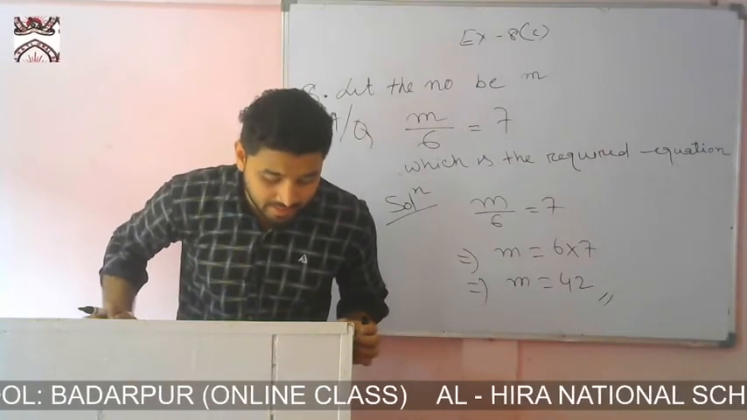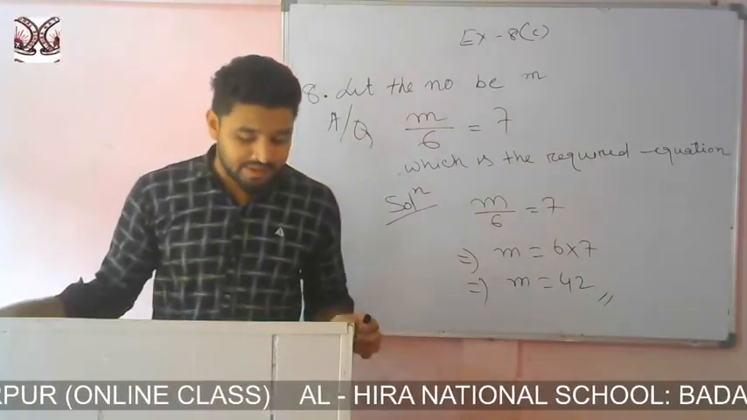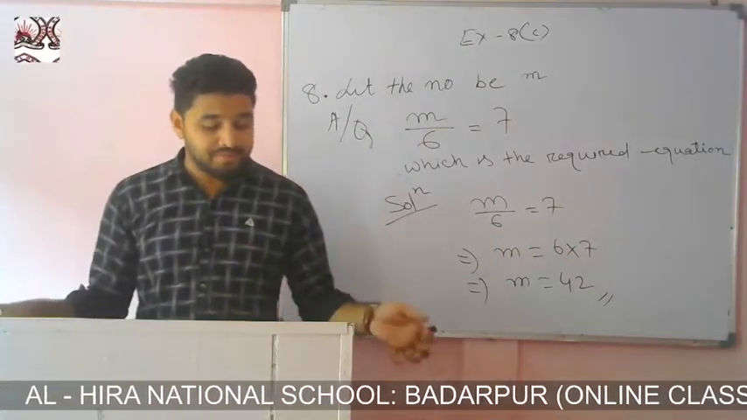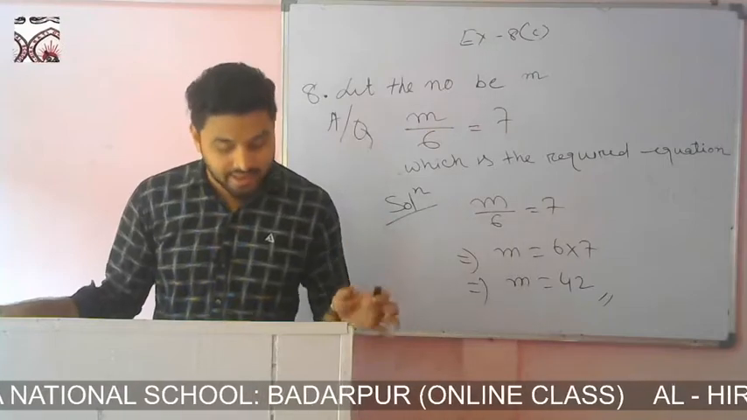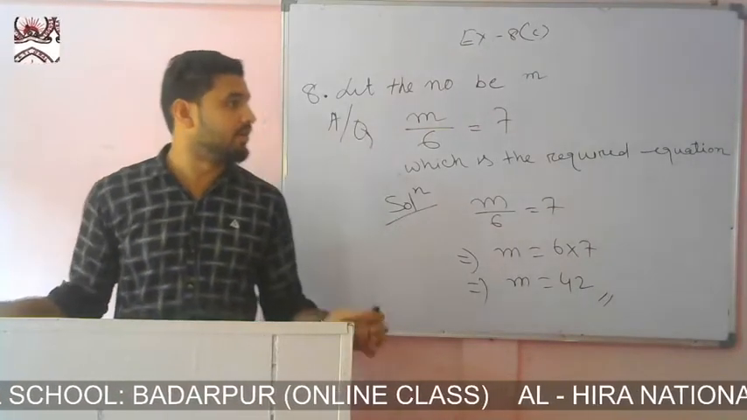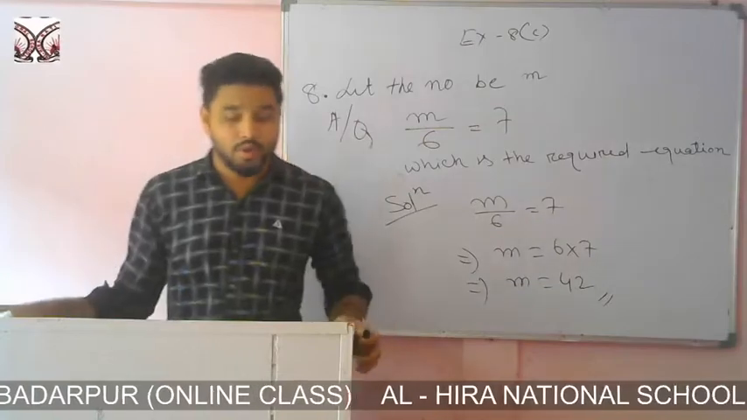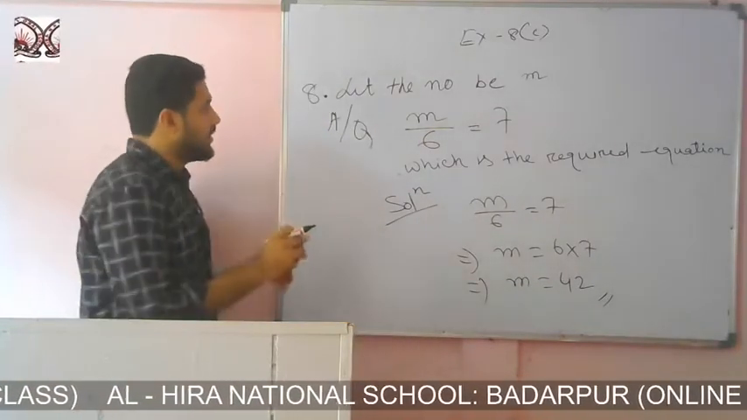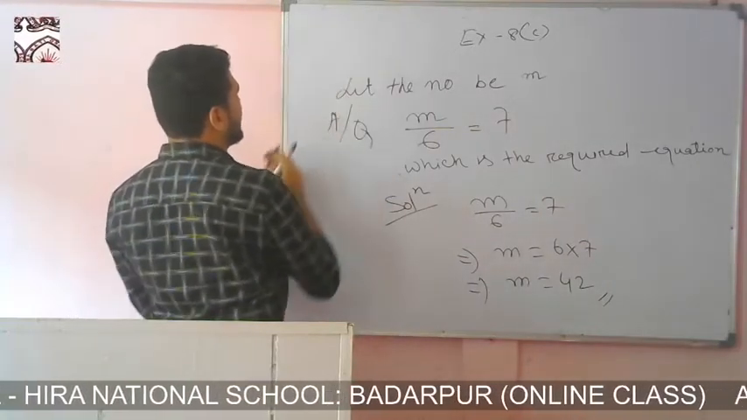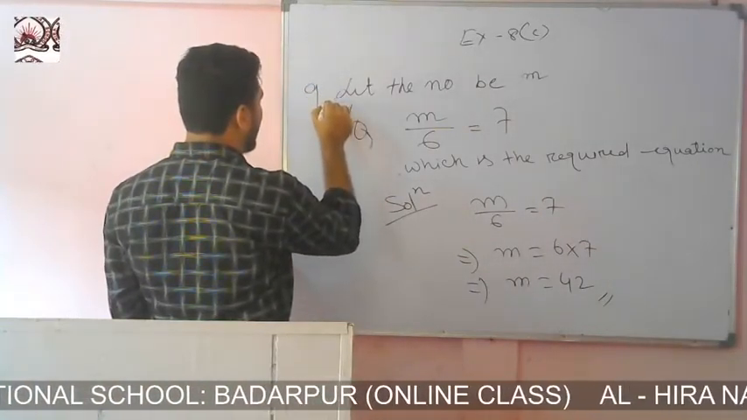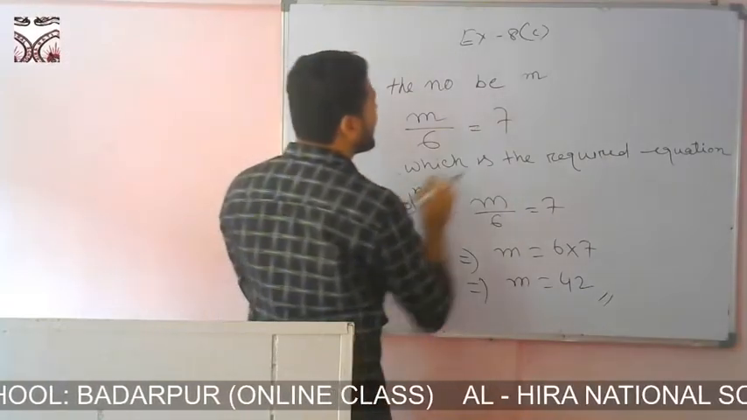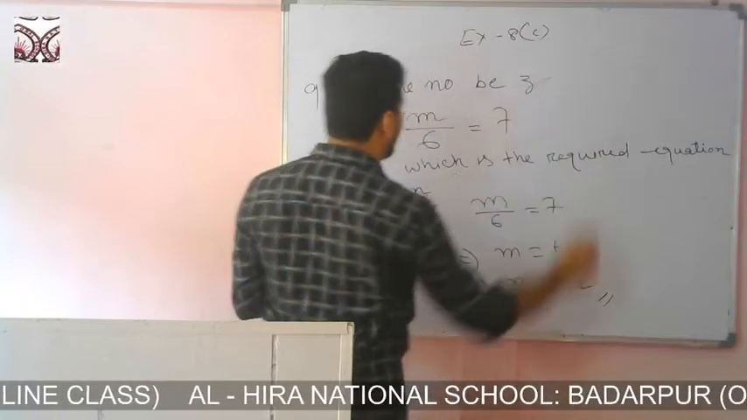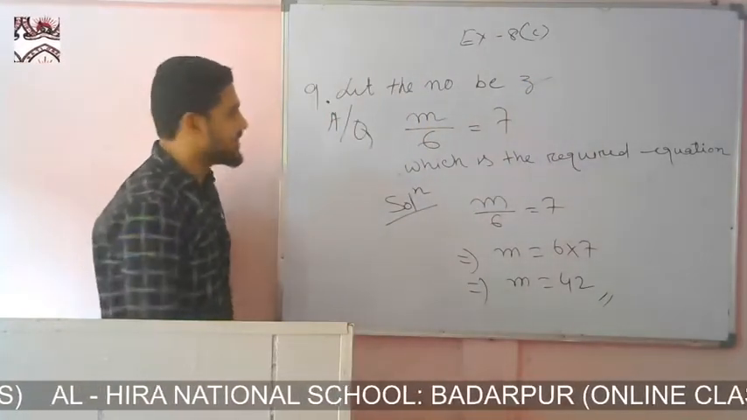Now come to question number 9. 4 times a number equals 20. What is the number? That means we have to find the particular number. So write question number 9. Let the number be z.